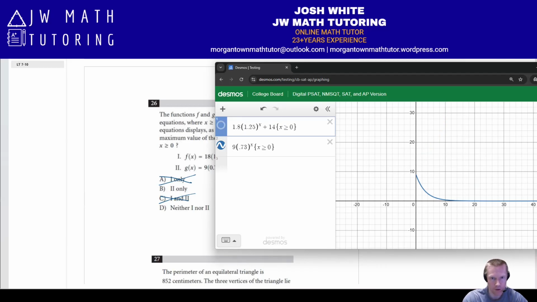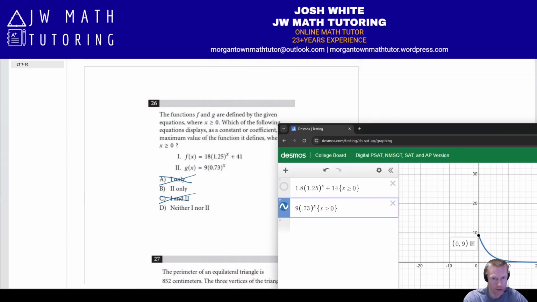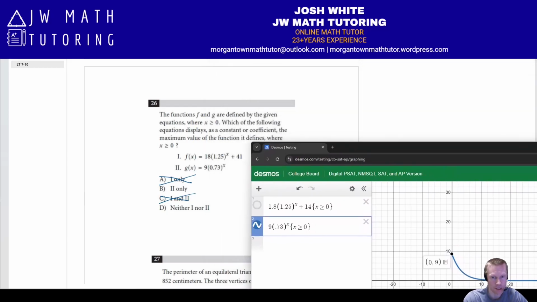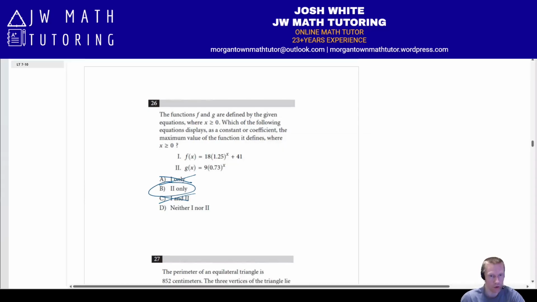Okay, what's the maximum value? Well, it's basically going to be this y-intercept point. What is the value of the y-intercept point? Well, it's just 9 right here. So does the second function, the g of x, have 9 as a constant or coefficient? Yes, it has this 9 directly out in front of it right here. So correct answer is going to be just letter B, 2 only.